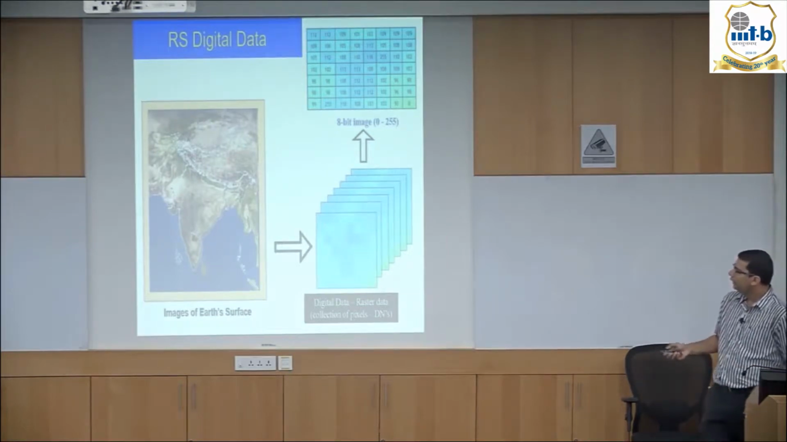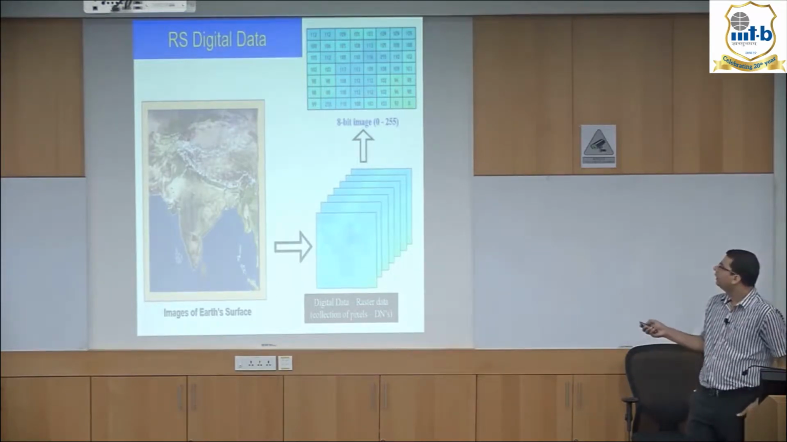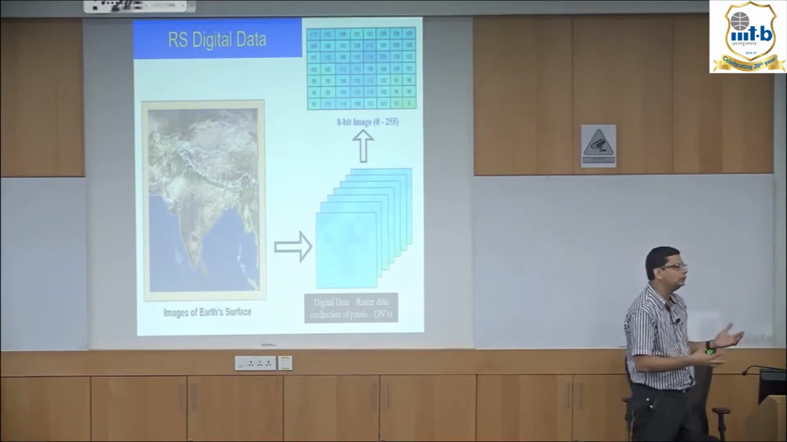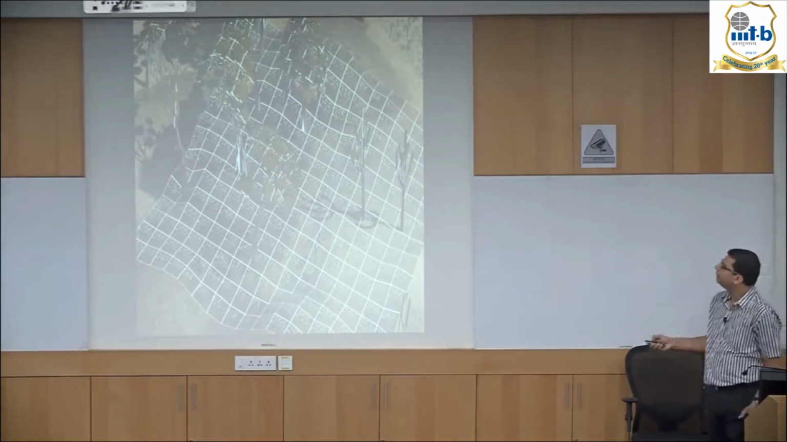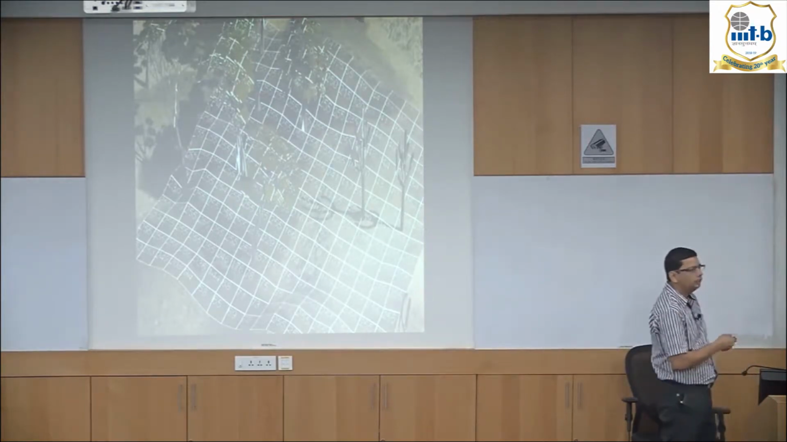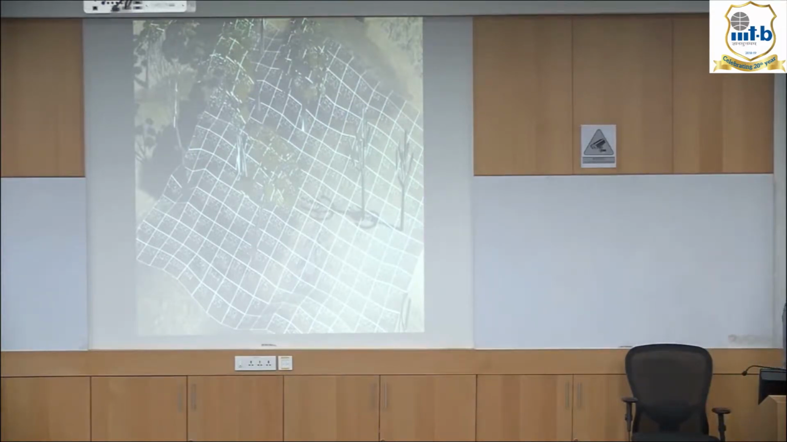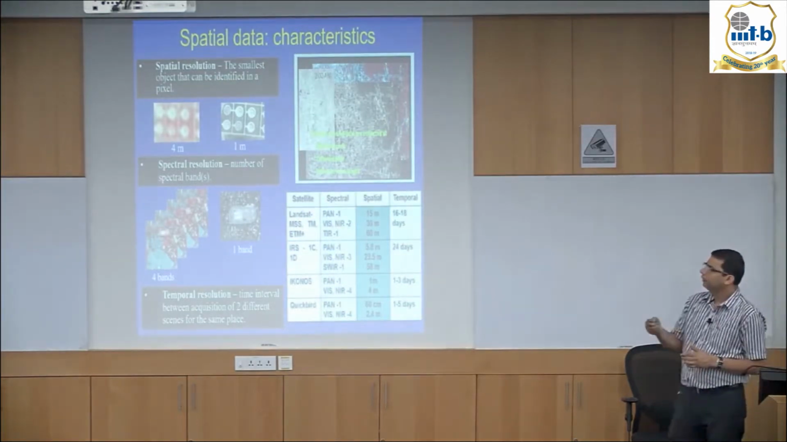Once the data are captured, depending upon the sensor, they are stored in different bits. For example, the IRS data is stored in 8-bit, whereas it can range from 11-bit to 12-bit to 16-bits per pixel. And the more the number of bits, the more number of objects we can discriminate or identify. So this is a simpler picture to show you how these pixels capture various entities, various objects on the ground, and how their reflectance is captured in separate pixels.